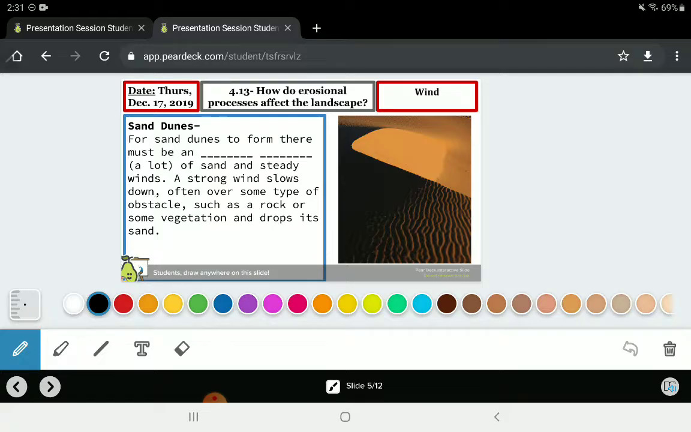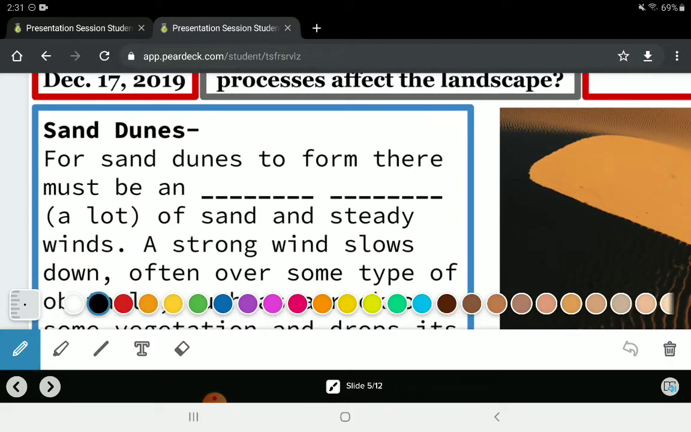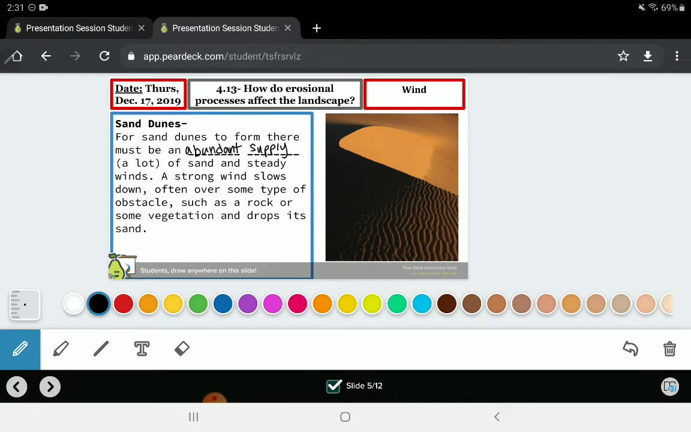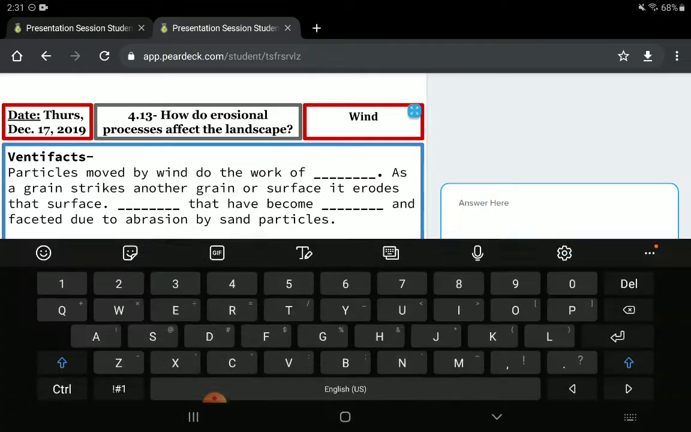So for sand dunes to form, there must be an abundant supply of sand. A strong wind slows down, often over some type of obstacle such as rock or some vegetation, and it drops its sand and forms these sand dunes.